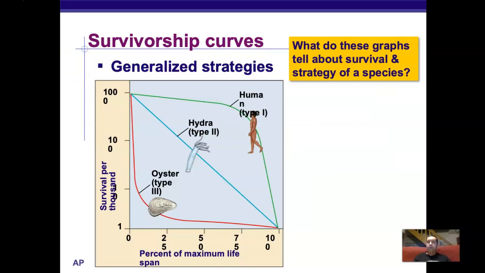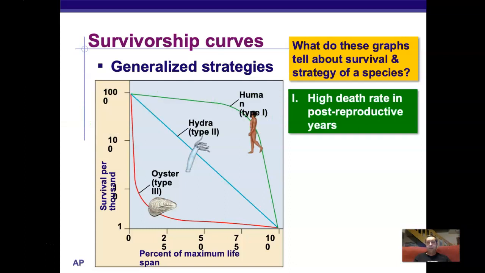So survivorship curves come in one of 3 types. There's type 1, type 2, and type 3. So what do they tell us? So type 1, high death rate in the post-reproductive years. So these are typical for large animals that have lots of parental care of offspring. So most individuals survive until they get to that post-reproductive age, and then as old age sets in, they start to die off.